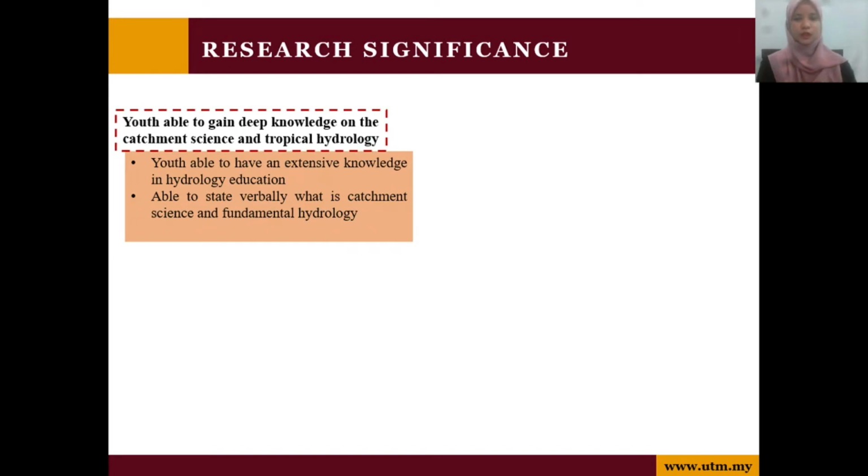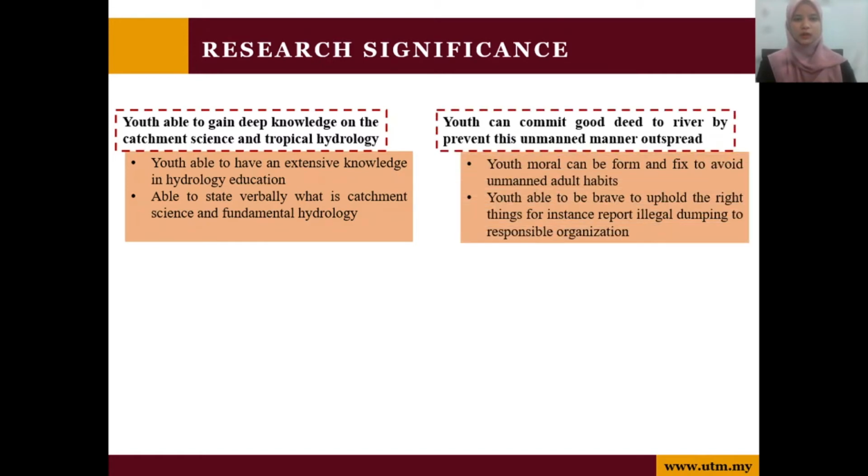For instance, you are able to have an extensive hydrology knowledge and education, and able to state verbally what is catchment science and fundamental hydrology. Second, youths can commit a good deed to the river by preventing this unmanned manner outbreak. For instance, youths are able to be brave to uphold the right things by reporting the illegal dumping to the responsible organization.